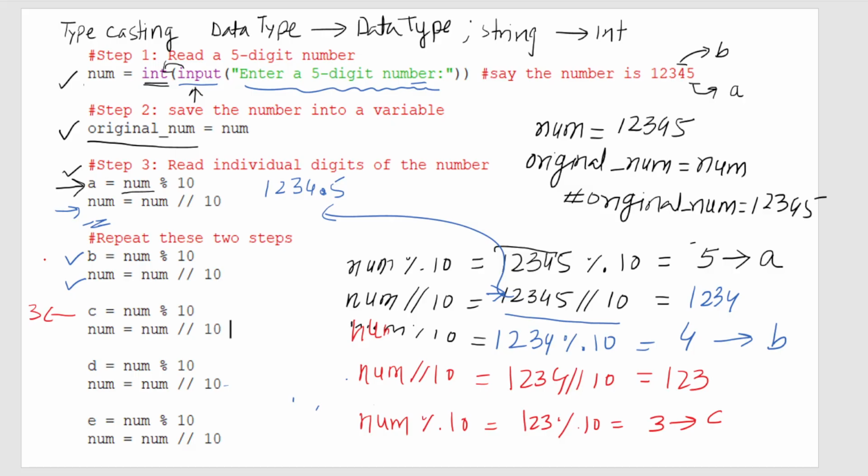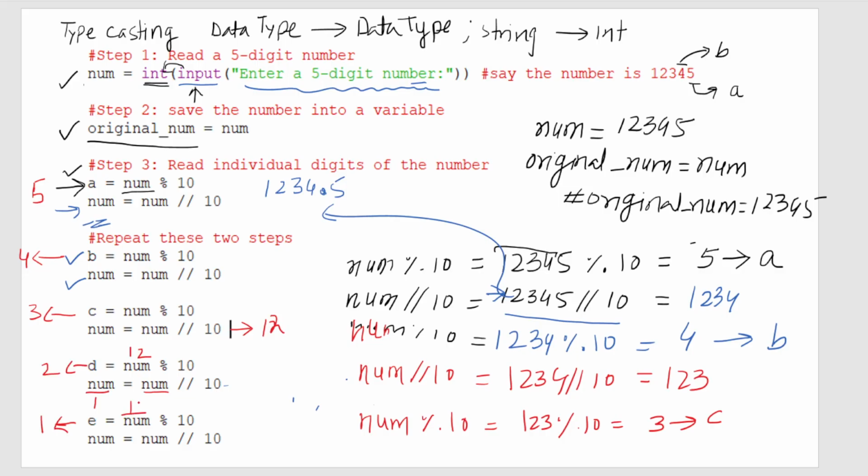Likewise, this statement will reduce num further to 12, right? So d will have a value, num is 12. 12 modulus 10 will give you 2. Now this value of num is reduced and becomes 1. Then 1 modulus 10 will give you 1, right? Whenever the number is smaller than the divisor, the number gets returned back.